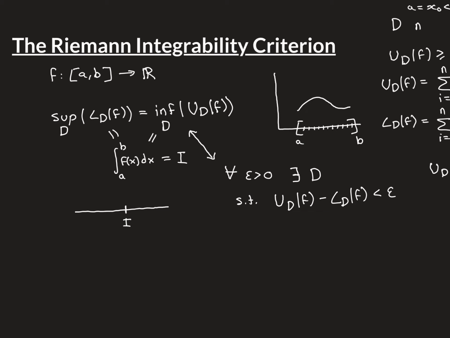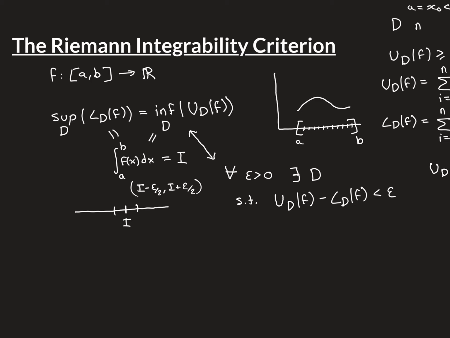So we're going to create an interval around I such that hopefully the difference between upper and lower Riemann sums is going to be less than epsilon. So the interval we need to take is actually of size epsilon over 2. So we're going to pick this interval from I minus epsilon over 2 to I plus epsilon over 2.